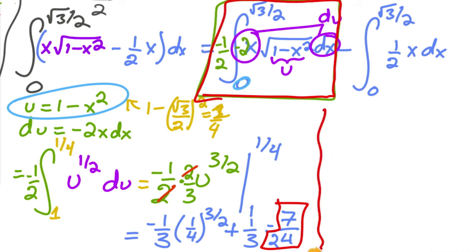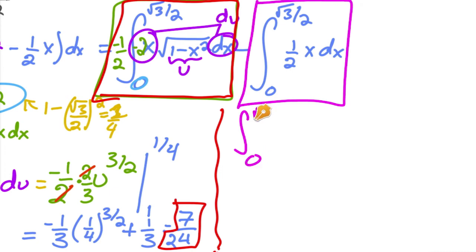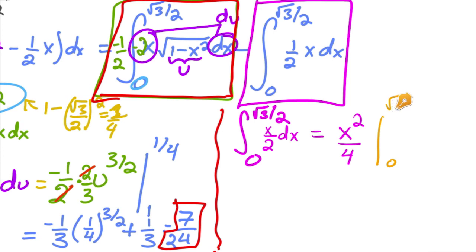Okay, now let's do the other one. So this one is much easier, of course. So when I do this one, I get the integral from 0 to √3/2 of x over 2 dx. So get the antiderivative, I get x squared over 4, and I'm going to evaluate from 0 to √3/2. Okay, so if I plug in √3/2, I get √3/2 squared, that's 3/4, and then over 4, well, that's going to be 3/16, and then minus 0.